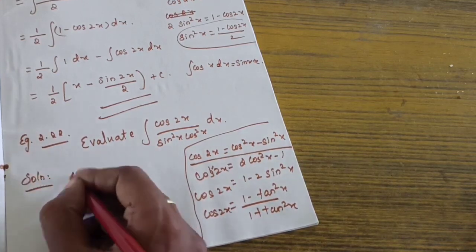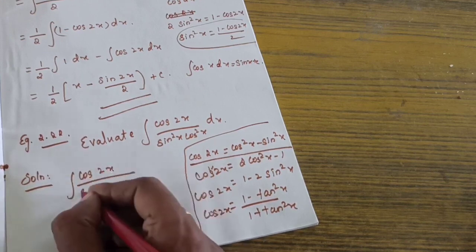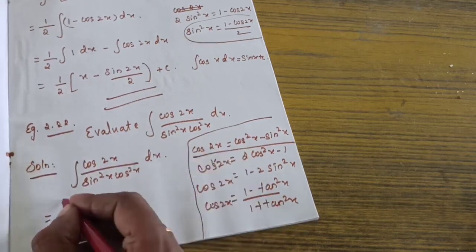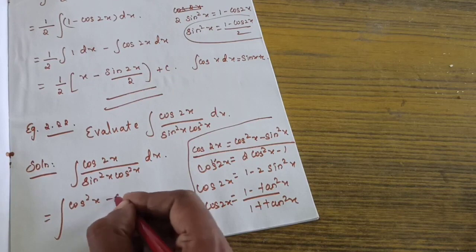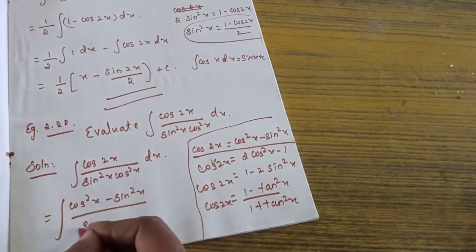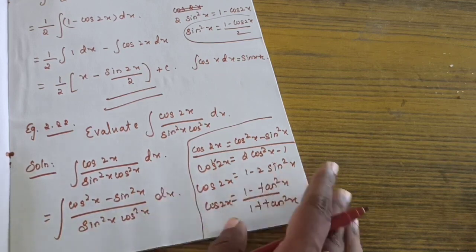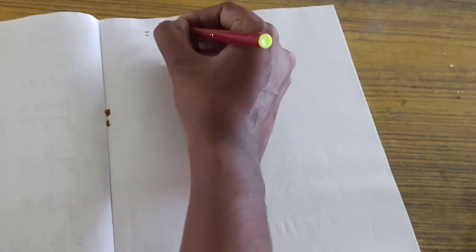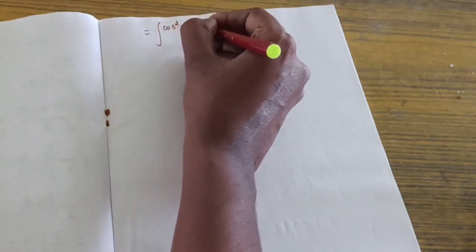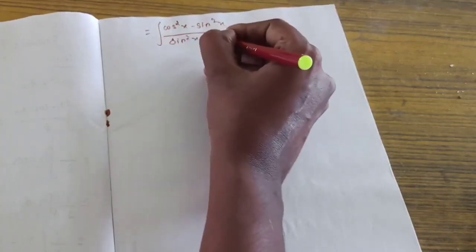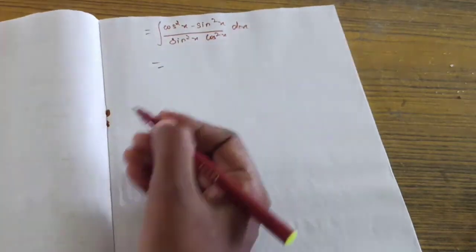Solution: integration of cos 2x divided by sin square x cos square x dx is equal to, use the first formula, cos square x minus sin square x divided by sin square x cos square x dx. Okay. Now I am writing the same step again. That's equal to integral of cos square x minus sin square x divided by sin square x into cos square x dx. Now you can split it.